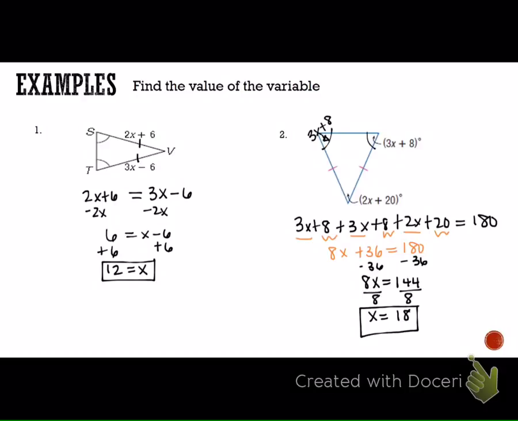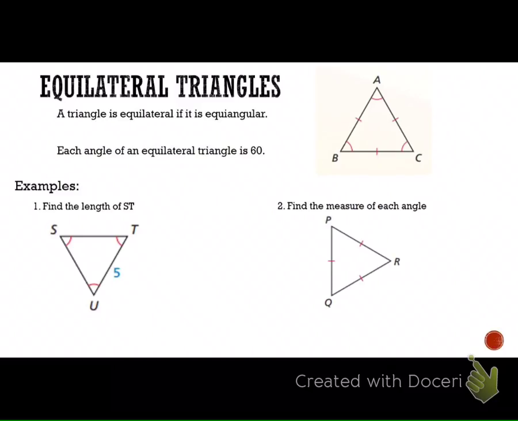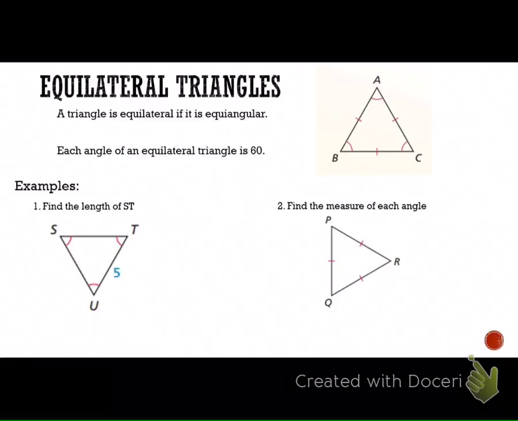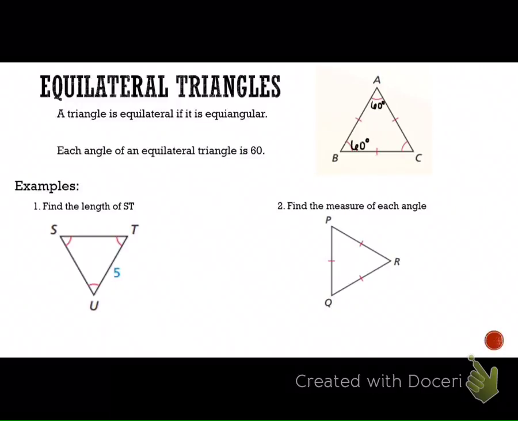Okay, questions so far? We still have lots of examples. So we have some equilateral triangle things. A triangle is equilateral if it's equiangular, which means that if all three of the angles are congruent, all three of the sides are congruent. Equiangular means equal angles. All angles are the same. So each angle of an equilateral triangle is 60 degrees because 180 divided by 3 is 60.